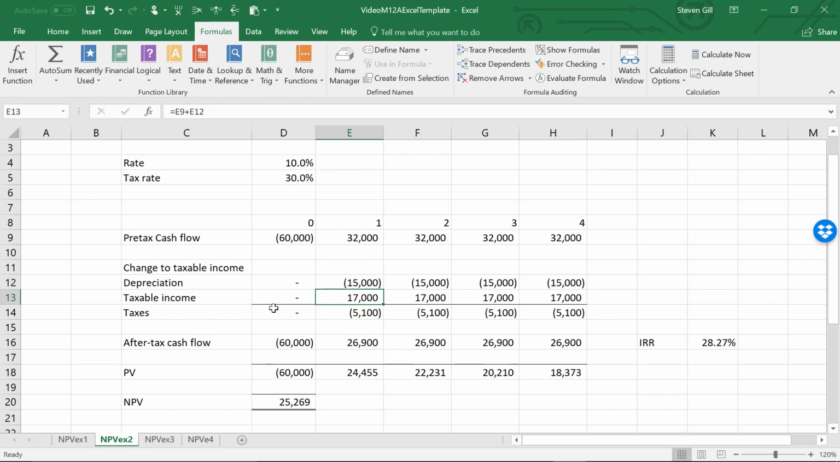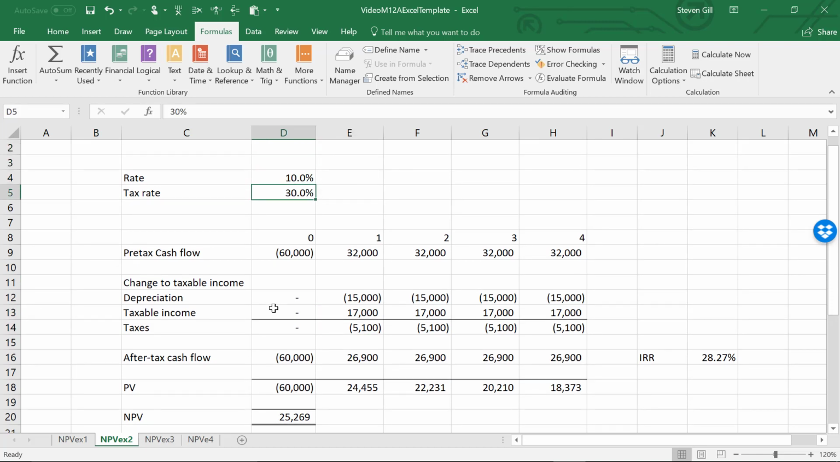That gives me taxable income each year that generates a tax savings based on the tax rate. And recall, the tax rate is 30%. So what I've done is I've said, okay, 32 minus the $15,000 depreciation deduction would give me taxable income of $17,000. 17,000 times 30% is $5,100. That is the tax cost associated with this new income minus the depreciation. So now the after-tax cash flows are the pre-tax cash flows of $32,000 minus my taxes of $5,100, or $26,900.